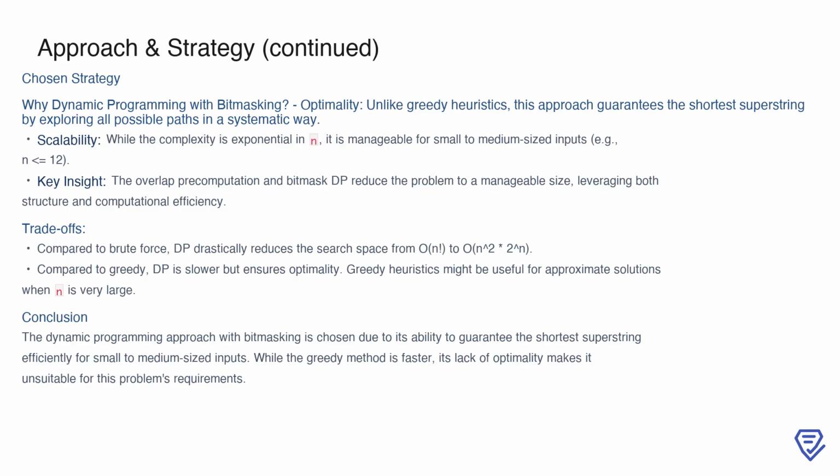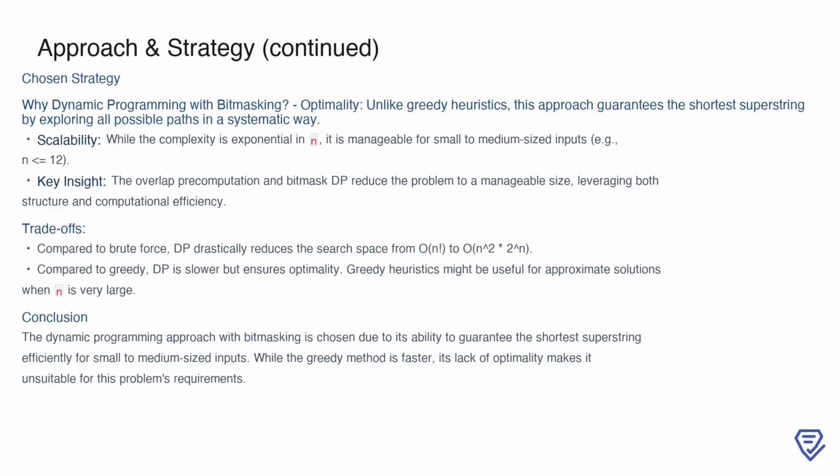Its systematic exploration of all possible paths ensures that the shortest superstring is guaranteed, making it the optimal solution for small to medium-sized inputs. Although its complexity grows exponentially with the number of strings, the use of overlap precomputation and bit masking helps reduce the problem size and makes it computationally manageable for inputs where n is less than or equal to 12. Compared to brute force, the DP approach drastically cuts down the search space, and while it is slower than the greedy method, it ensures the desired optimality.